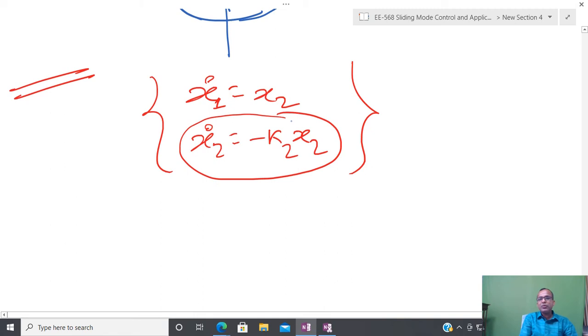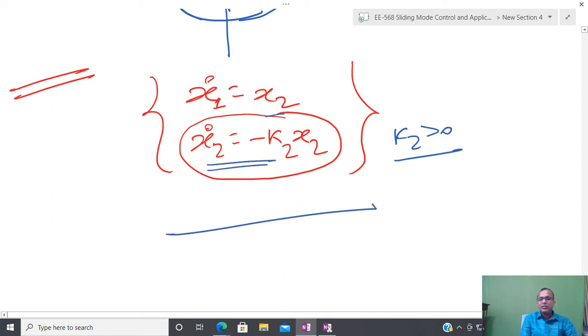Anyone? Ruchi, could you please tell me what is the solution of this equation? K2 should be positive. Yes, I am assuming that K2 is positive. So what is the solution of this? Why are you thinking so much? You can just draw one line and after that... Yes, sir, it will converge.